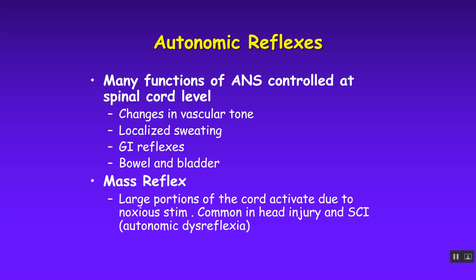Localized sweating, in a certain region, not sweating over the whole body, but if a certain area of your skin gets hot and starts to sweat, that's mediated by a sympathetic spinal cord reflex that causes sweating in a localized region of your body. Basic GI reflexes and motility are at the spinal cord level. Same with bowel and bladder. A lot of bowel and bladder function is controlled at the spinal cord level.